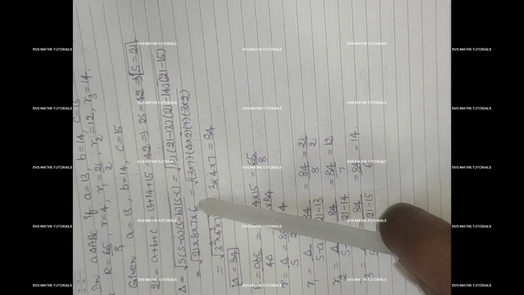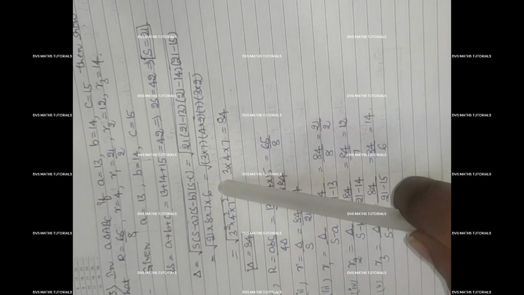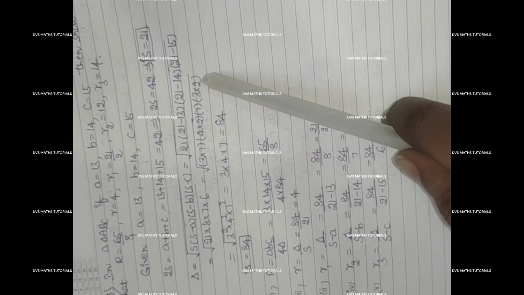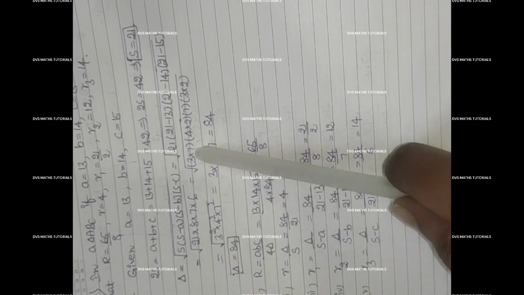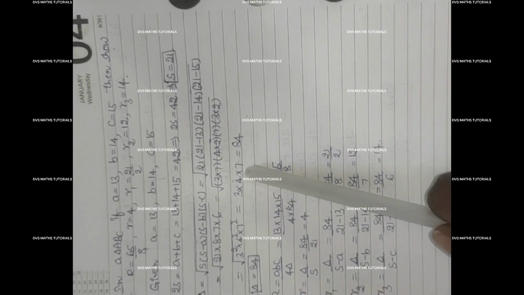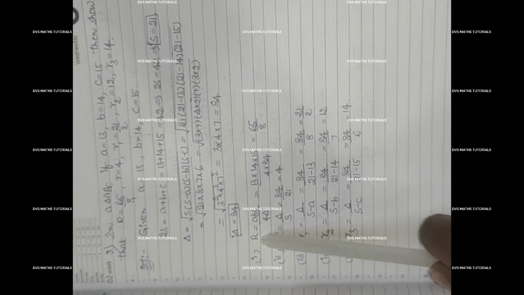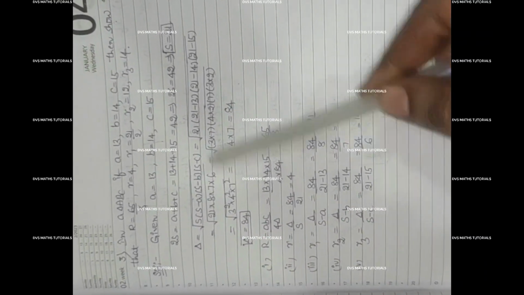So that is square root of 21 into 8 into 7 into 6, which is, 21 can be written as 3 into 7, 8 can be written as 4 into 2, and 7 as it is, 6 can be written as 3 into 2. So you can write it as square root of 3 square into 4 square into 7 square, which is 3 into 4 into 7, which is 84. What is the value of delta? You got 84.